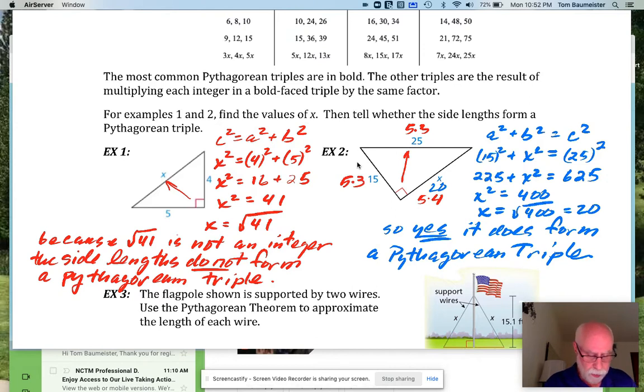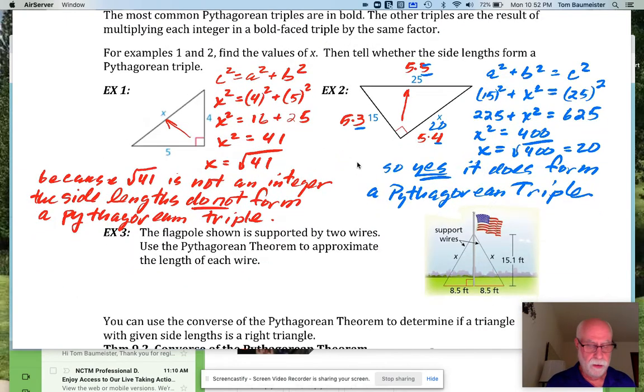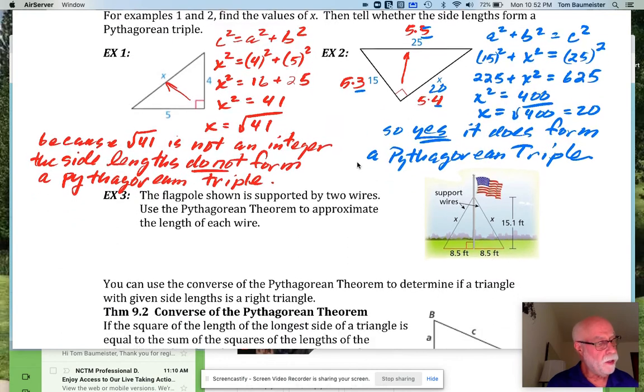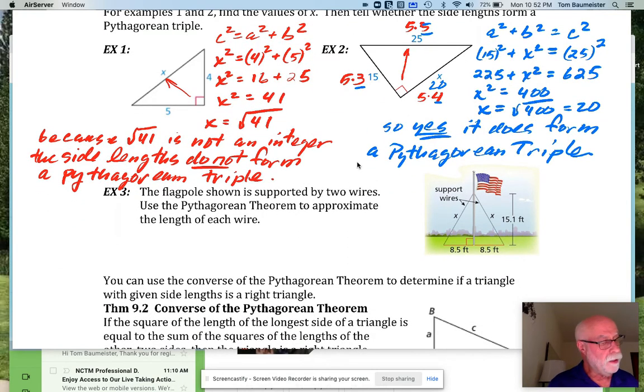So if you look at it on here, again, we were talking about how it's a multiple of the 3, 4, 5. So here's our 3, here's our 4, and here's our 5, and it's being multiplied by 5, all right? So I thought that was a good example for you. And now let's go back to the example 3.